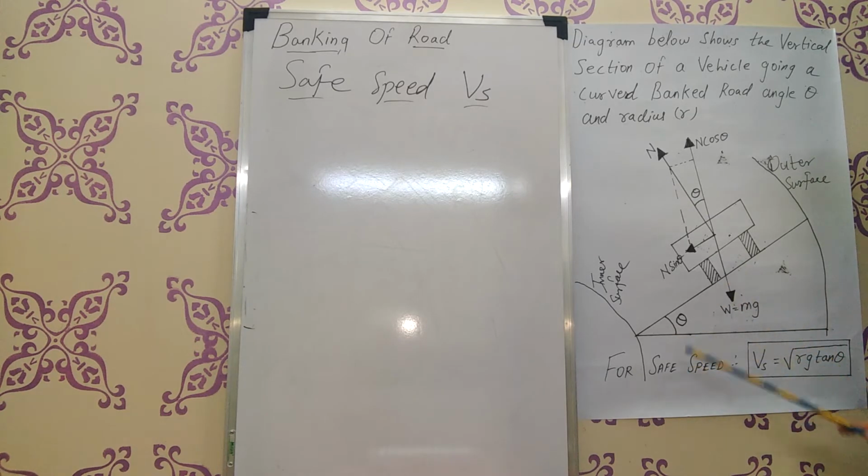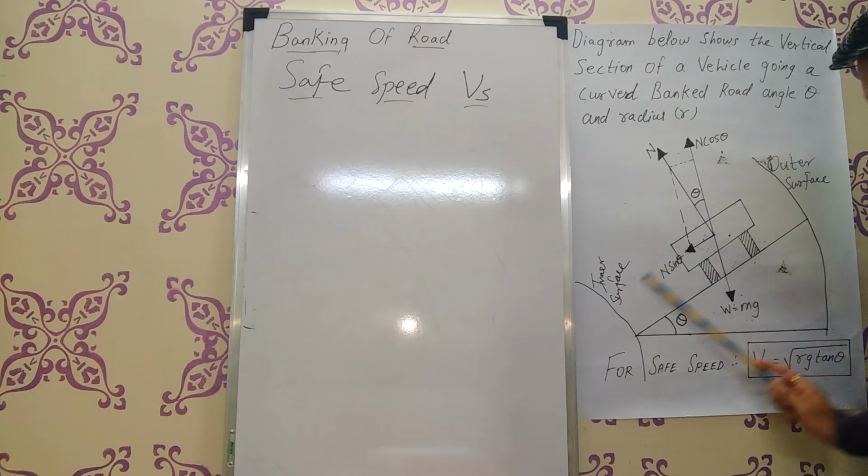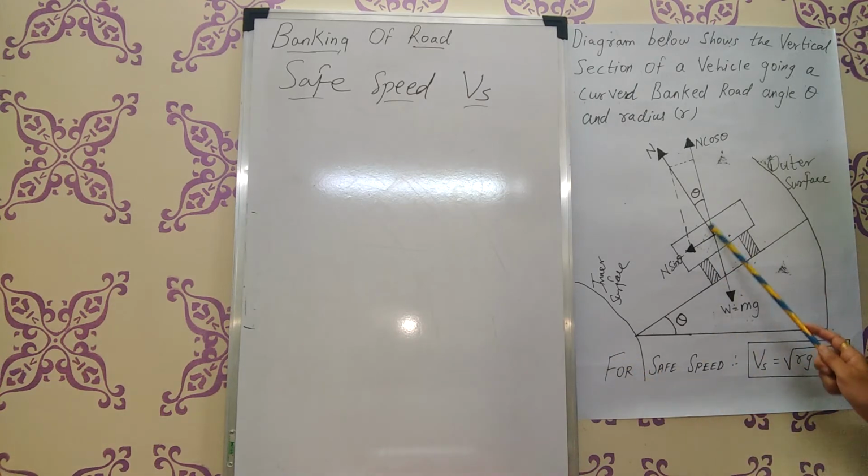Now you can see there is a car going along the banked curved surface. When the car is going like this, obviously the car will be a little bit tilted, and it is directed towards the center of the road. This is the center of the road. First of all, we have to check which forces are acting on the car.